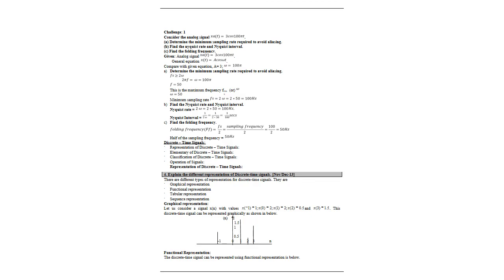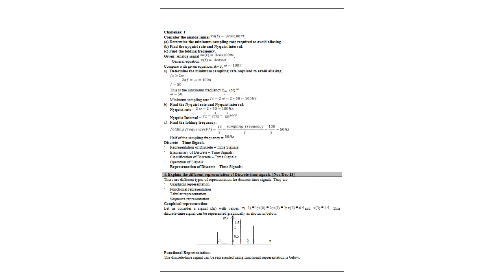Okay. The next question is to find the Nyquist rate and Nyquist interval. The Nyquist rate formula is 2 fmax, that is 2 into 50, that is 100 Hz. The Nyquist interval is 1 by 2 fmax, that is 1 by 2 into 50, that is equal to 1 by 100 seconds. The third one is to find the folding frequency, that is fs by 2. So the sampling frequency by 2, that is 100 by 2, is equal to 50 Hz. So half of the sampling frequency is 50 Hz.